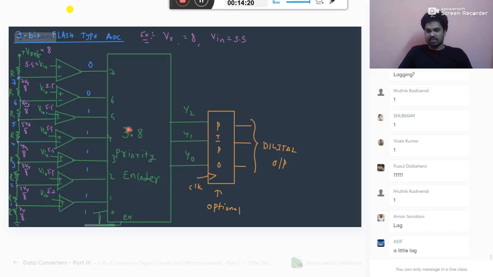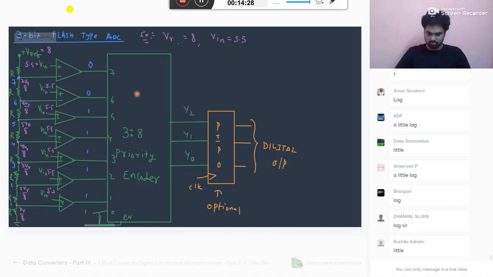Little lag is there. Shall we change the connection? No problem. Let's change it. Today is Monday. Every Monday we have this.